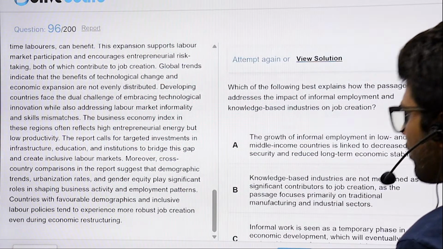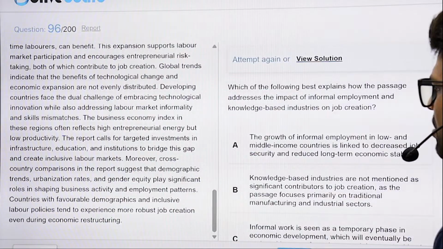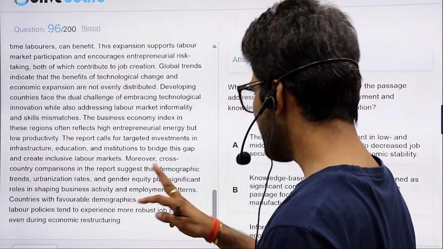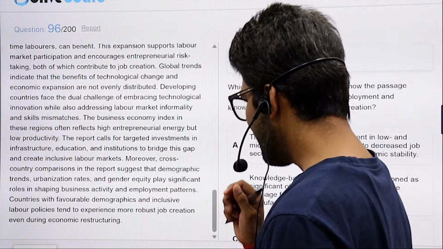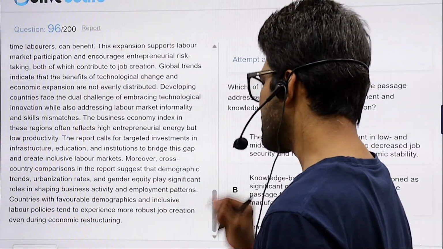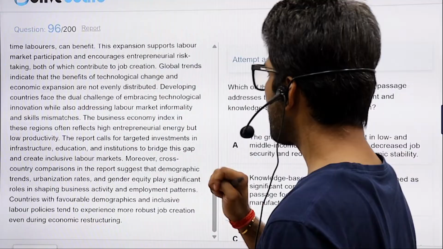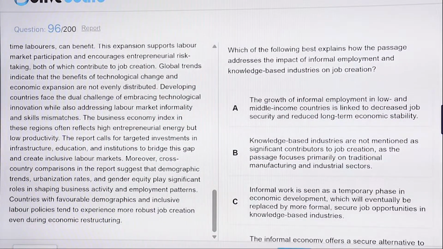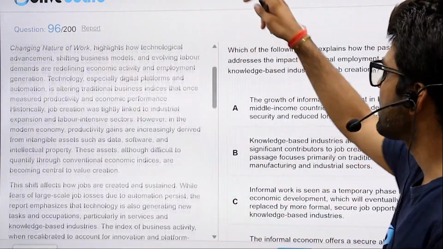Countries with favorable demographics and inclusive labor policies tend to experience more robust job creation even during economic restructuring. So much data to pick from. Absolutely. Even though I had this report in my hand, I will not be able to find answers so precisely. No problem. Let's see.